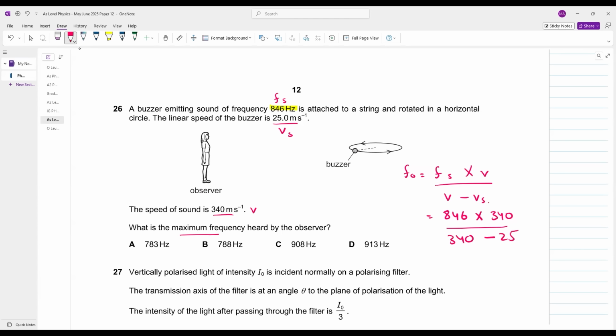846 into 340 divided by 340 minus 25. This gives you a value of 913. D is your answer. The answer to question 26 comes out to be D. Let's further move ahead.